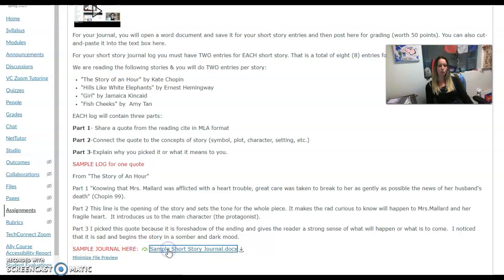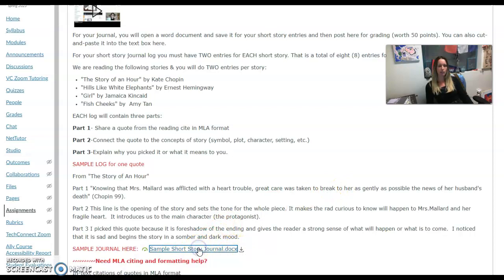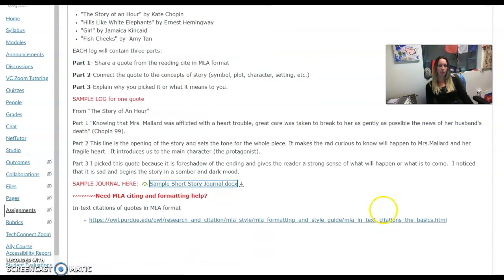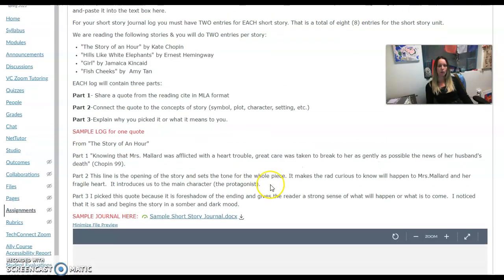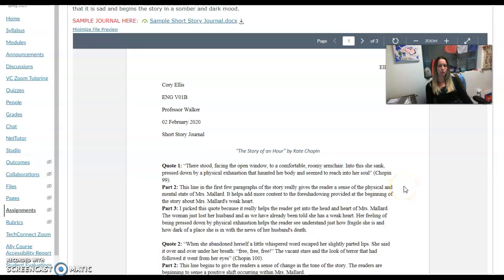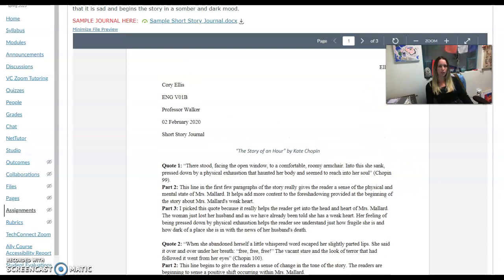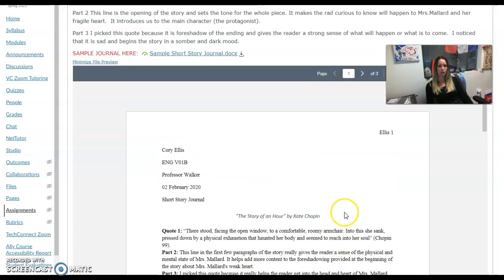If you're wanting a full journal log for short story, you're welcome to open this example here, and then you can check that out, and you could save it and use it as a guide as well. And so this is what your digital journal will look like. Again, you'll have 2 entries per short story, so that's a total of 8 entries. If you're looking at Corey Ellis's, it has all the information here, just to demystify it a bit.